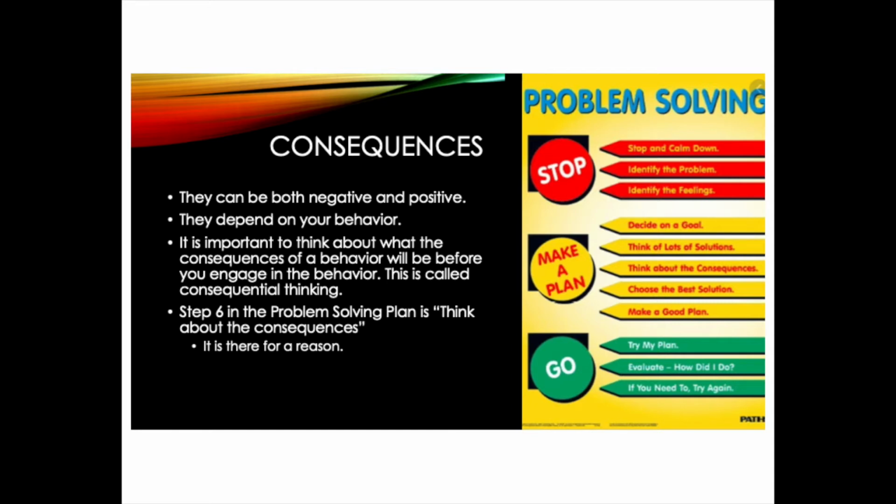Step 6 in the problem solving plan is think about the consequences. And it's there for a reason. It's very important for us to think about the consequences of what we do, specifically before we do the thing, so that we can decide if it's worth doing or not. Because if we think about a consequence and realize that it's a negative consequence and we don't want that, then we'll know not to engage in whatever we were about to engage in, and vice versa. If we think about the consequence and feel that it's a positive consequence, we know that that's the behavior we want to engage in. So that's what we're going to explore throughout this lesson.